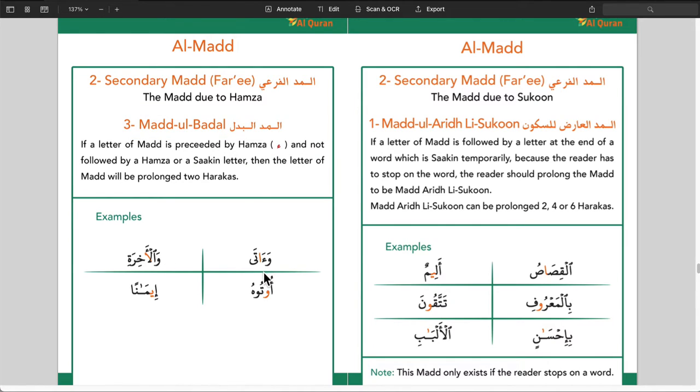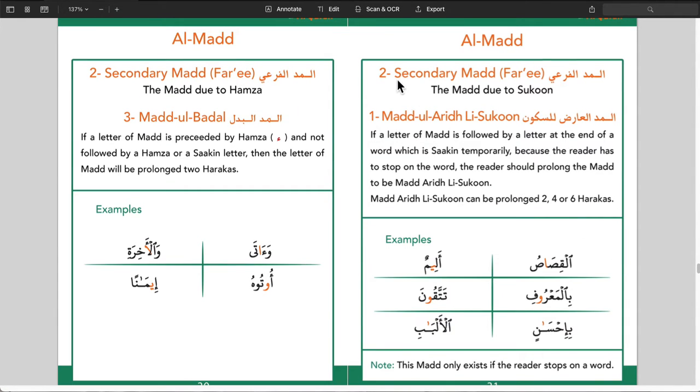Okay. Wa ata or والآخرة. Okay. أوتوا إيمانا. Okay, so we have here the letter alif. Here the hamza is pulled by ya, and then here the letter hamza is pulled by waw. This is just like a technical differentiation. You can see that it's very close to the natural mad. We just pull it two counts, but just to differentiate we call that mad badal.